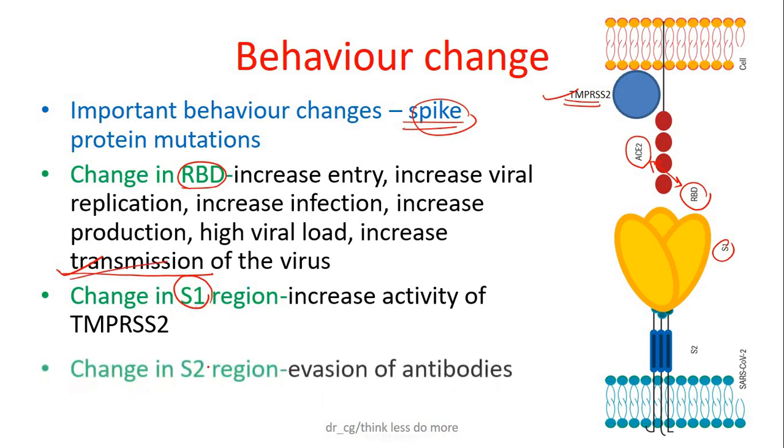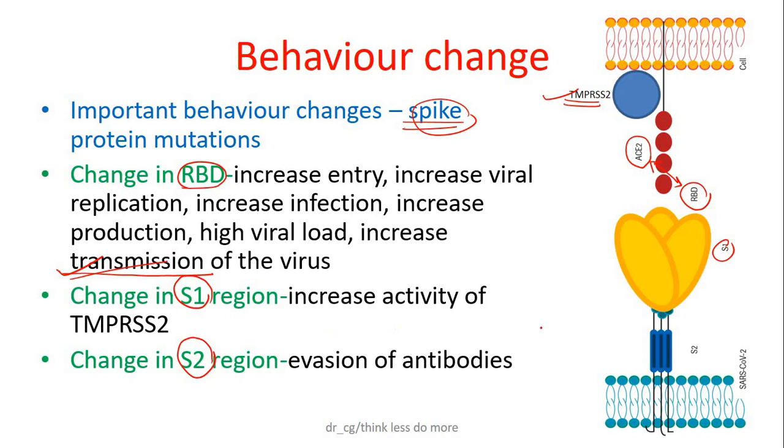Some mutations make a change in the S2 region. It leads to evasion of the antibodies, meaning it makes it difficult for antibodies to attach to them and nullify them, which may be present either due to vaccination or due to previous infection.